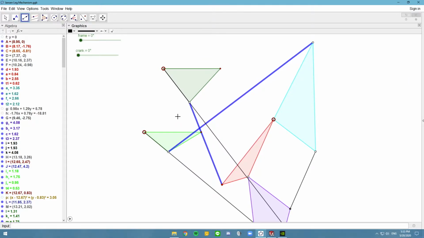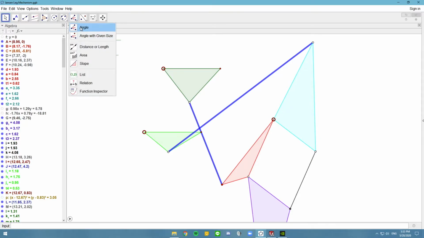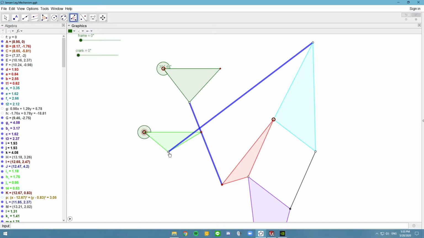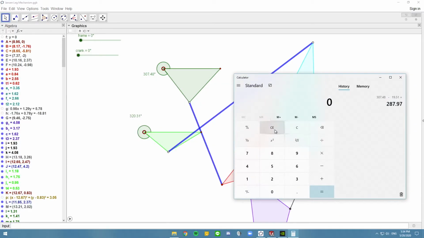So I need to transfer this into SOLIDWORKS. Now the way to do that is just to measure the angles and mate it. So let's just measure the angles. So here I have 307.48 and 320.31. So just find the difference. So that would be 12.83 degrees.